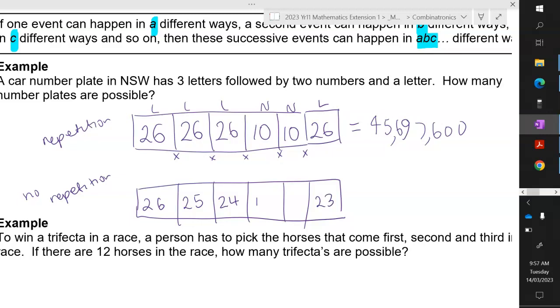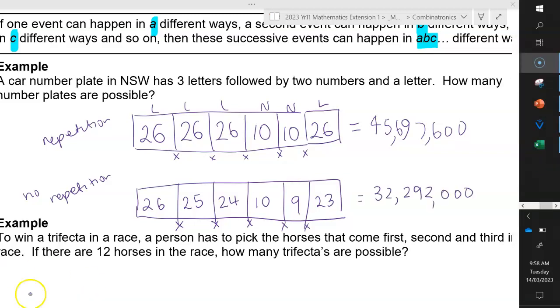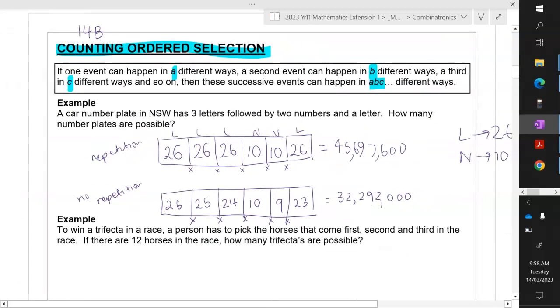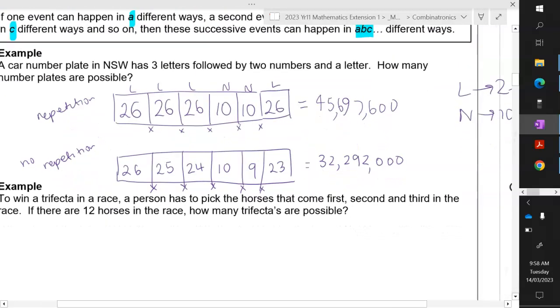So number-wise, we've got 10 numbers to choose from. If we can't repeat our numbers, then we would have 9. If we're multiplying all those together, we're basically saying that this can occur and this can occur and this can occur. So when we're multiplying, we're looking at the word "and" happening. So let's pop that in our calculator. In that case, we'd end up with just over 32 million. So we need to really look at the wording in this question and think about what's happening in each individual position when we're looking at ordered selections.